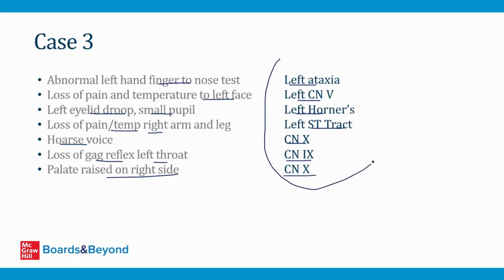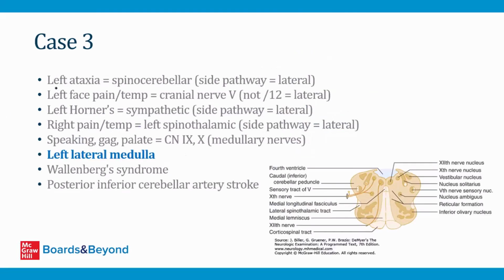So now that I've done all this, I can use the rule of 4s to figure out where the lesion must be. So the left-sided ataxia means the spinocerebellar tract is involved. This is a side pathway. It means the lesion is lateral on the left side. Left pain and temperature loss to the face means cranial nerve 5. 5 is not divisible evenly into 12, so this also tells you it's a lateral lesion.